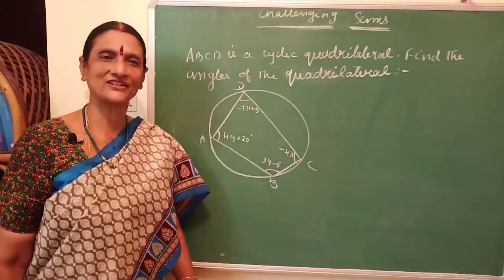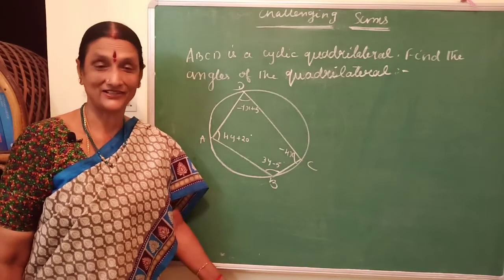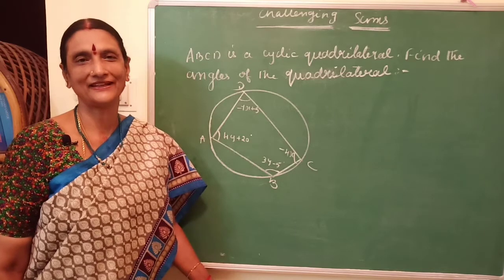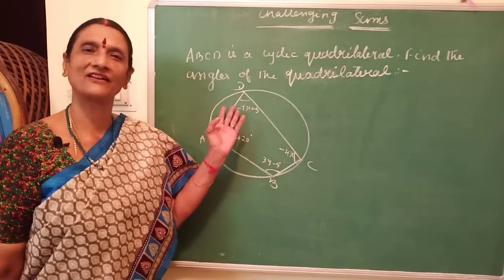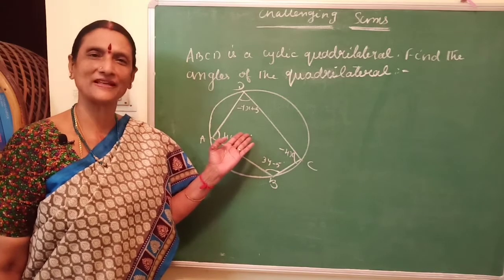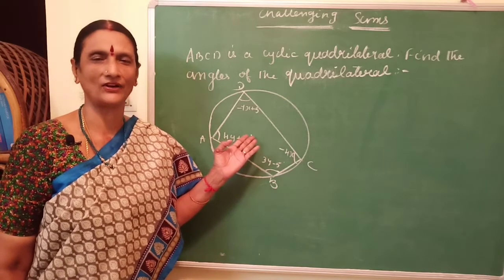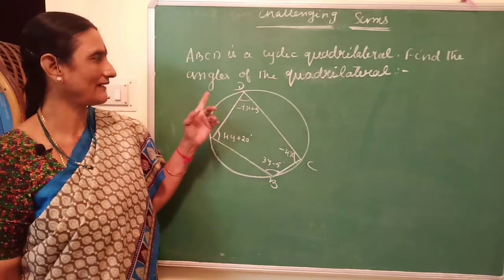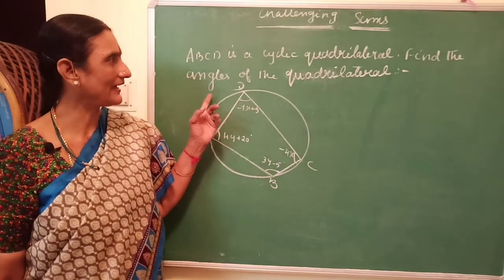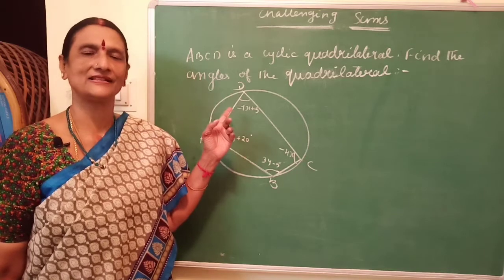Welcome to the next session on the challenging sums. Today we'll be taking up two more challenging sums, and one such sum is written on the board and it is based on the property of cyclic quadrilateral. Shall we solve it? ABCD is a cyclic quadrilateral. Find the angles of the quadrilateral is the sum.